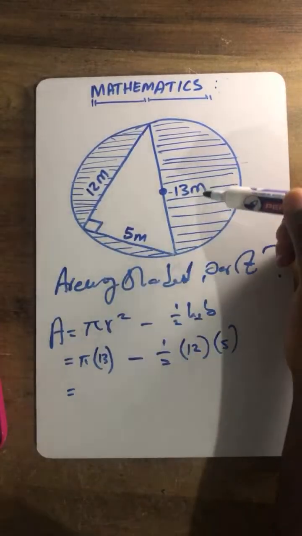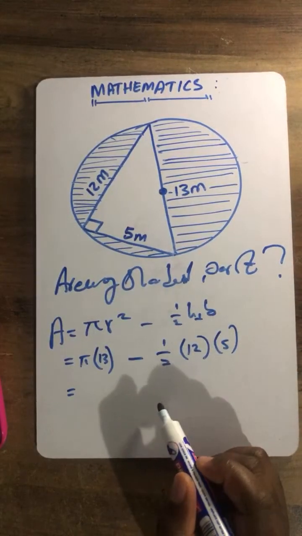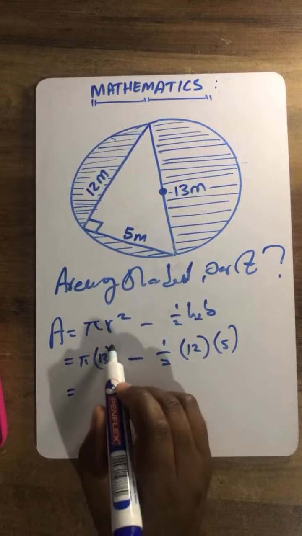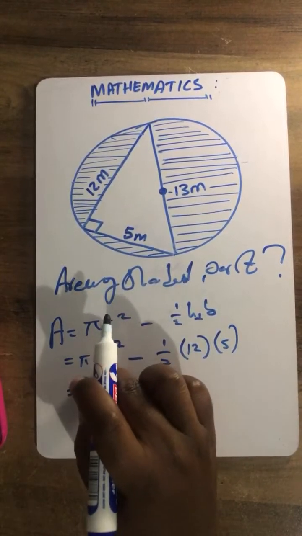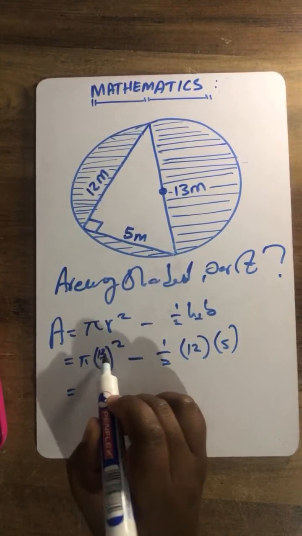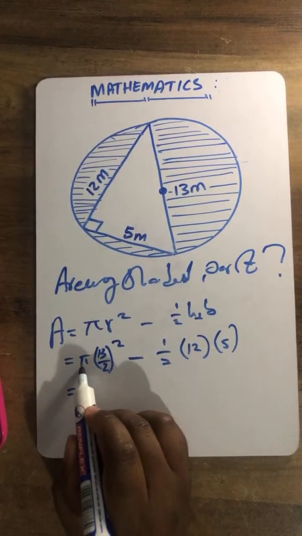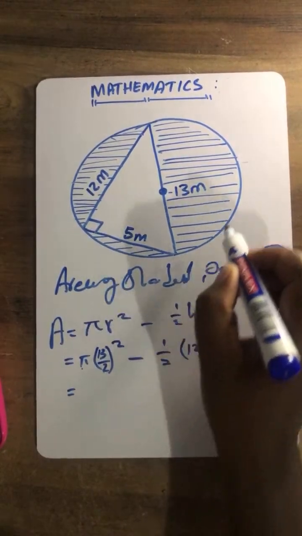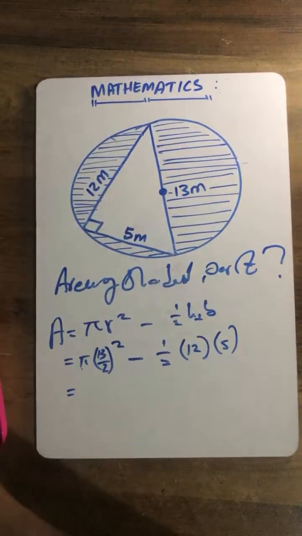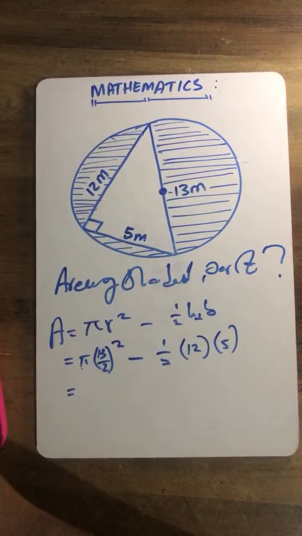Because what I did was pi r squared, meaning 13 divided by 2. This is pi r squared, is the area. Say you did not specify if it was the diameter.